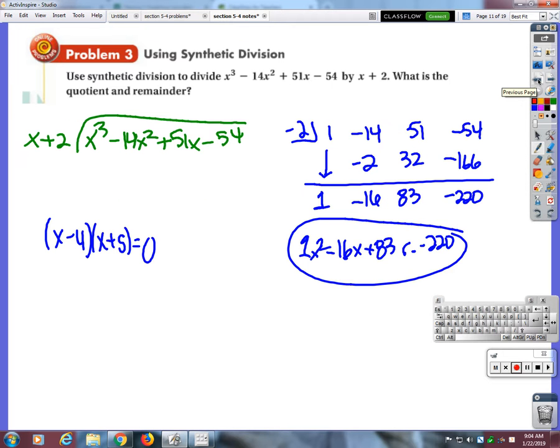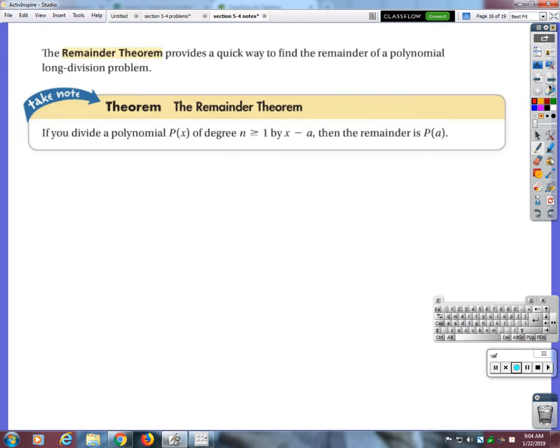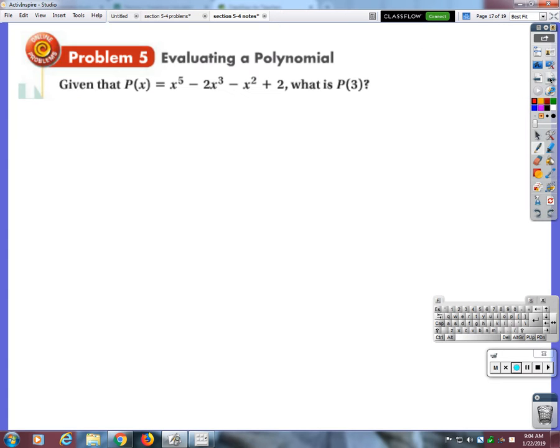Guess what I would get if I plugged -2 into this thing right here? Yeah, probably, definitely -220, okay? So it turns out that the remainder that you end up with when you use synthetic division is the same thing that you would get if you just plugged that number in directly, okay? And that's called the remainder theorem.